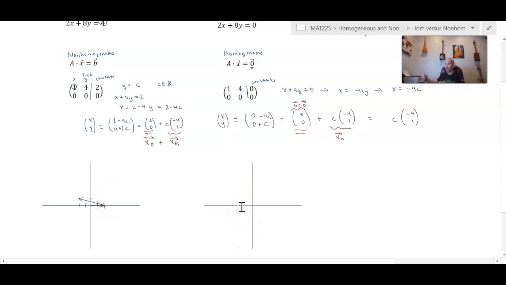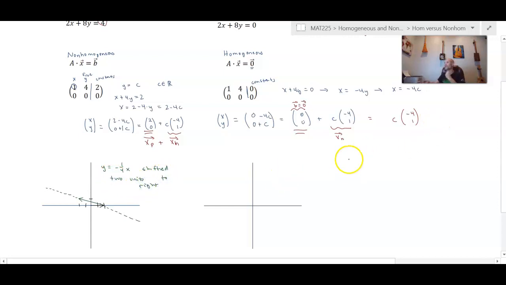Now, because it's any multiple of that, I'm going to draw a dotted line like this, indicating that any multiple of that will work in either direction. But the difference is that, notice that this is essentially the line y equals negative 1/4 x, but it's shifted 2 units to the right. Negative 1/4 x shifted 2 units to the right.